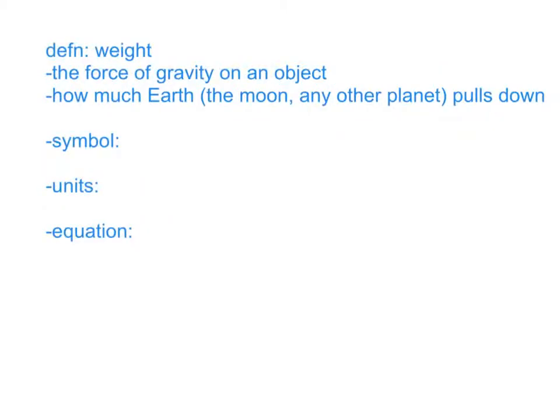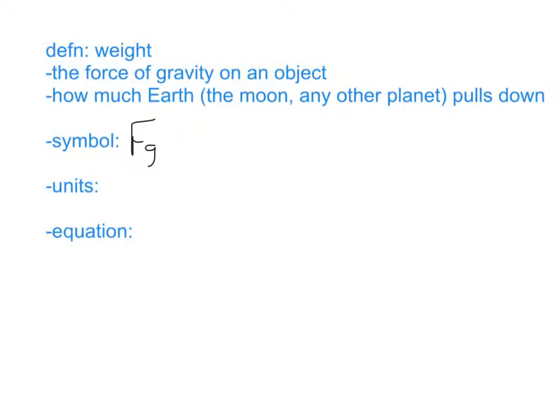And next we have weight. Weight is the force of gravity on an object. So it's how much the Earth, or if you're on the moon or any other planet, it's going to pull down on you. Most of our problems will be dealing with the Earth. So when we say weight, we're talking about how much Earth is pulling down on you. Since weight is the force of gravity, the symbol is Fg for force of gravity.